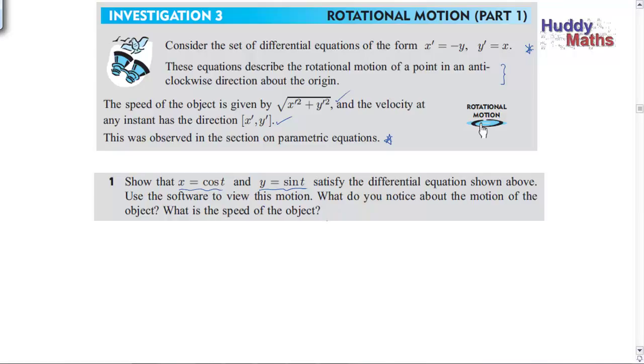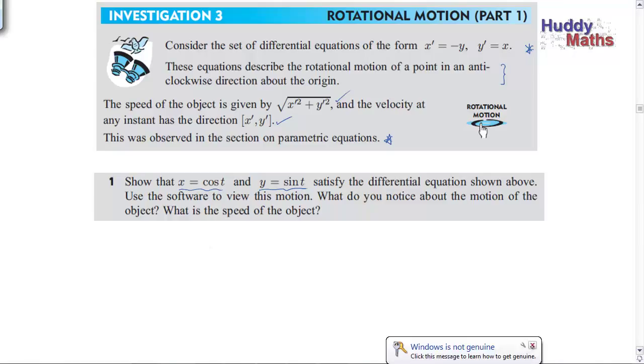Use the software to view this motion. I'm not going to do that here. What do you notice about the motion of the object? What's the speed of the object? What I want you to do is to pause the presentation, and you can use the disc that comes with the textbook and view it if you like, or just do it mathematically. And each of these questions that are coming up now, I'm going to pause it. You can have a go, and then I'm going to show you the answer. Okay, so pause it and have a go. Here are the answers now.